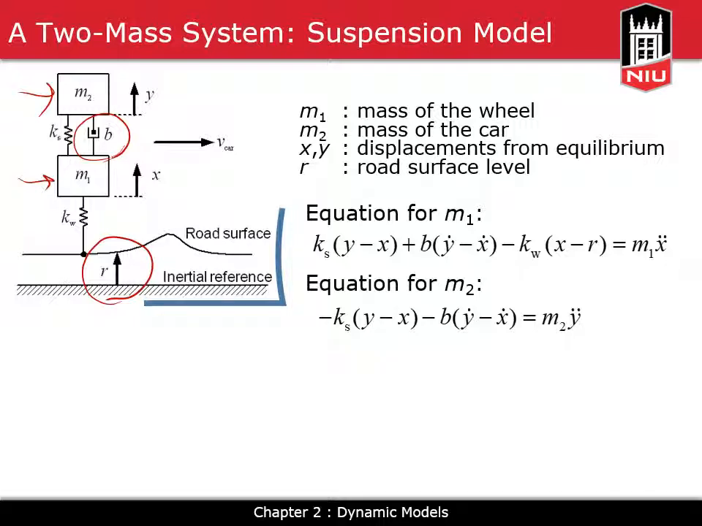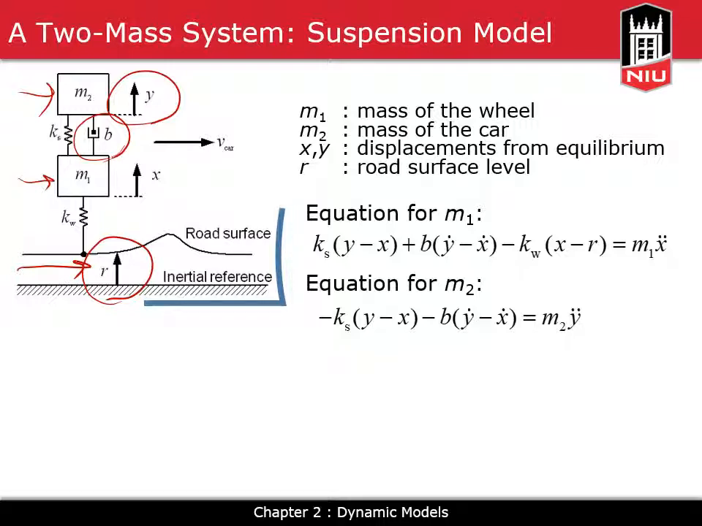We want to see how the system is going to react, how the displacements x and y, the vertical displacement of the wheel and the vertical displacement of the body of the car, will change if there is a change in the road surface. So we're going to pick R as our input to the system, that is what affects the system, and then the output is Y. Y is more important than X. We want to know how much the car itself is going to go up and down.